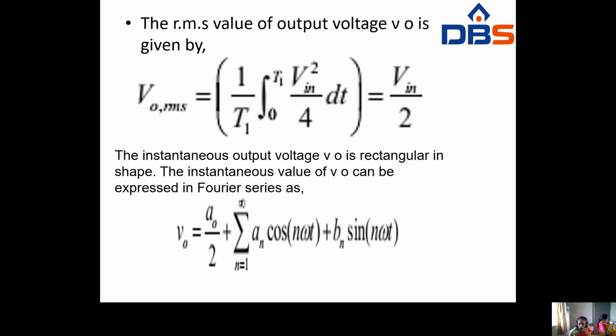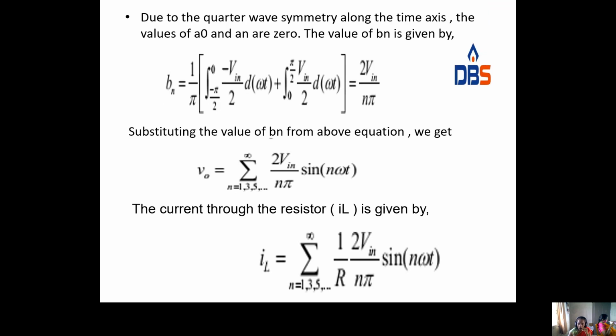In Fourier series, the output voltage V0 equals a0 by 2 plus sigma n equal to 1 to infinity of an cos of n omega t plus bn sin of n omega t. This is the instantaneous value of V0 in Fourier series. Due to the quarter wave symmetry along the time axis, the values of a0 and an are 0. So a0 will be 0, because it is symmetric along the time axis.